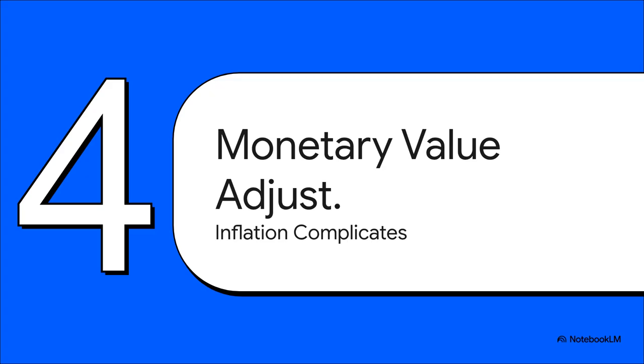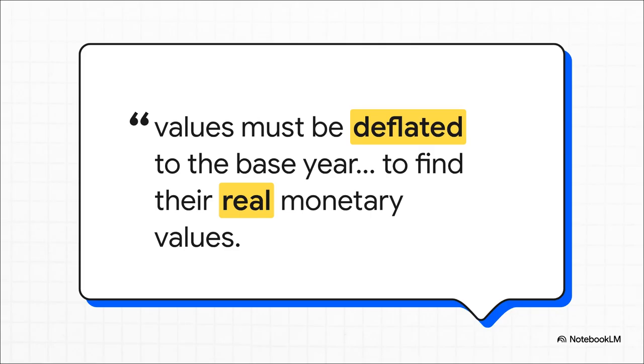Now things get complicated because, as we all know, inflation means a dollar today isn't the same as a dollar last year. And the key concept is right here. To make a fair apples-to-apples comparison of money from different years, you absolutely have to account for inflation. The trick is to deflate all the numbers down to a single base year. That's how you find their real value.